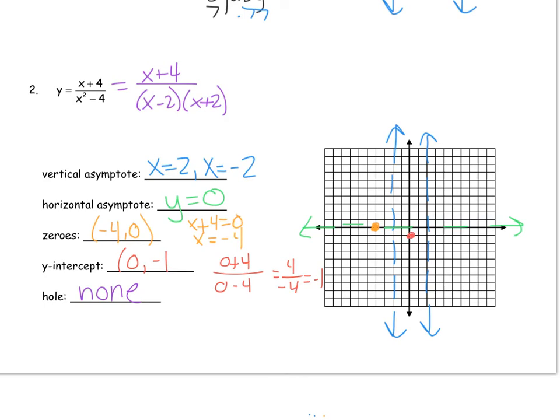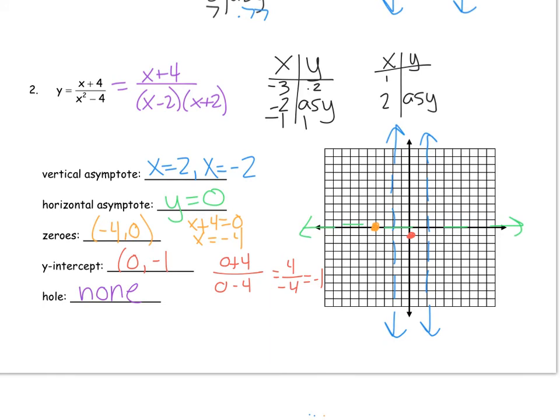Okay, and now we just have to do our xy chart, and then we'll see what this graph looks like. So I'm going to do my xy chart up here. We've got -2 as an asymptote, so I'll choose -3 and -1. If I plug in -3, I get 0.2. If I plug in -1, I get 1. And then if I plug in the numbers around +2, I'm going to choose 1 and 3. When you plug in 1, you get -1.6, and when you plug in 3, you get 1.4. Okay, so I'll go ahead and plot those points.